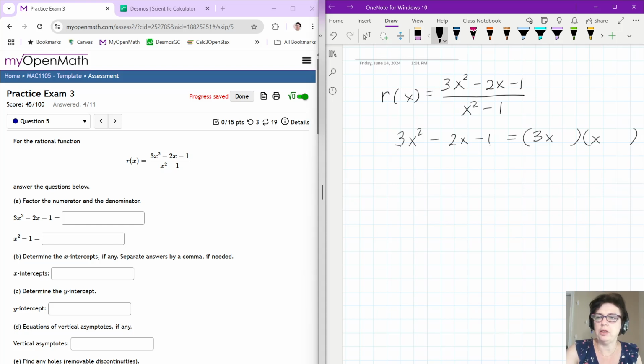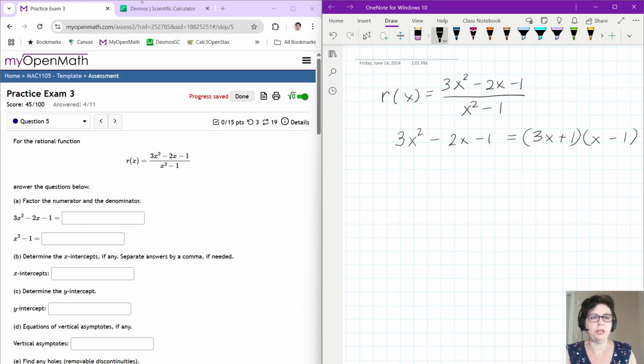And then this is negative 1, so that's just going to be either minus 1 plus 1 over here or the other way around. Let's see if we can FOIL it. It is 3x squared plus 3x minus x. Well, that would be plus 2x, so I guess this would be a plus, and then that should be a minus.